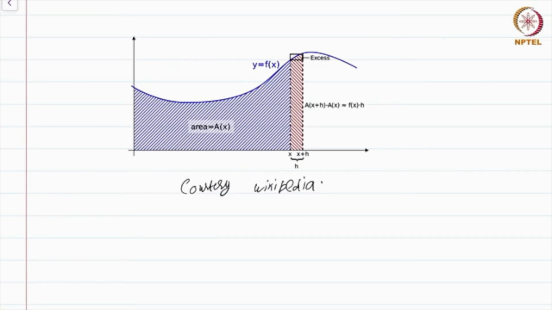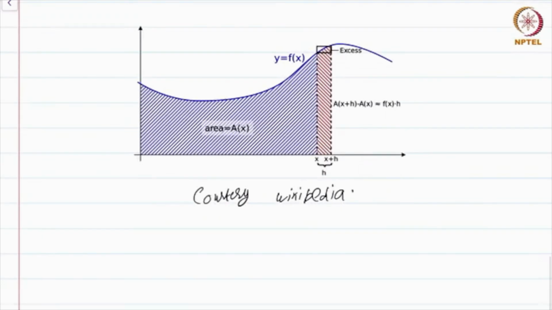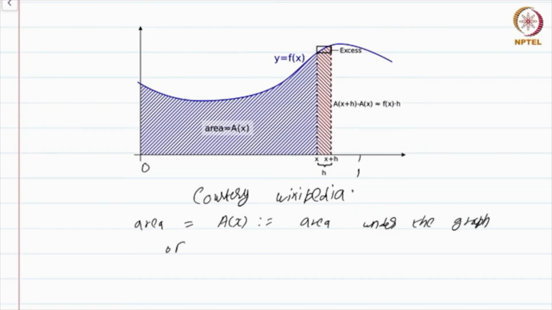Okay, so you have this graph of this continuous function y equal to f of x. For each point x, this is going from, let's say, starting at 0 and going all the way till 1. Now what we are assuming is that you have this function defined to be A of x, which is supposed to be the area under the graph of f in 0 to x. So you have a function that measures the area.